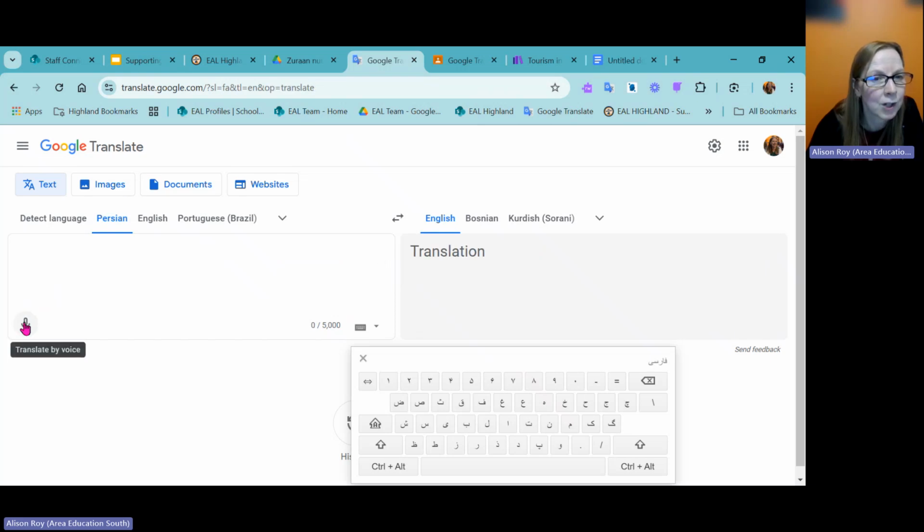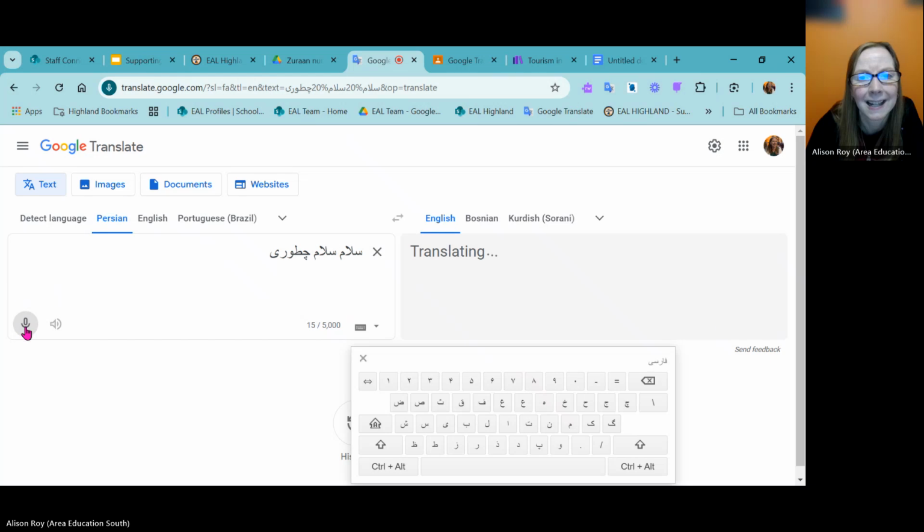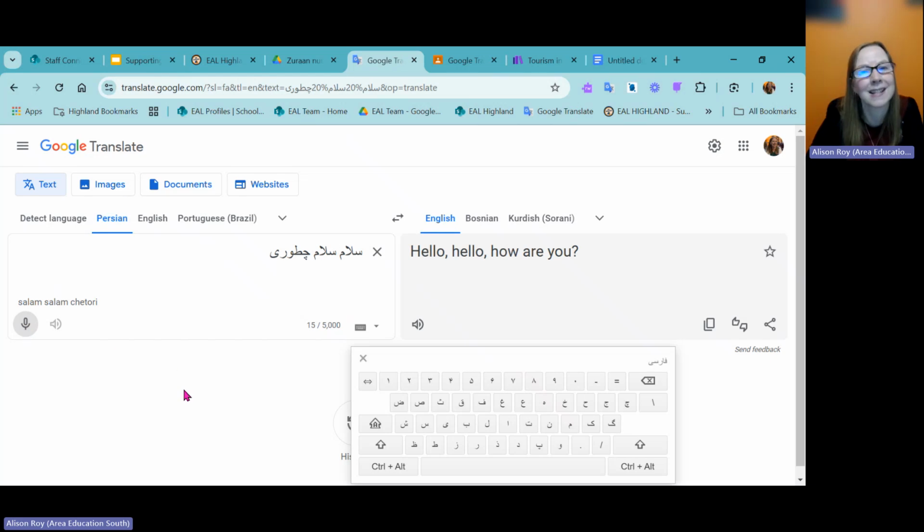So the different things that the website can do: it's got a microphone function. So if I speak in my poor Persian, salam halam chitori, and that's okay. So that translates the spoken word. Students can speak in their home language and it can be translated into English. If they're not literate, that can be read out in English. Unfortunately, the microphone and the read aloud function is not available in every single language, so you'll need to check.